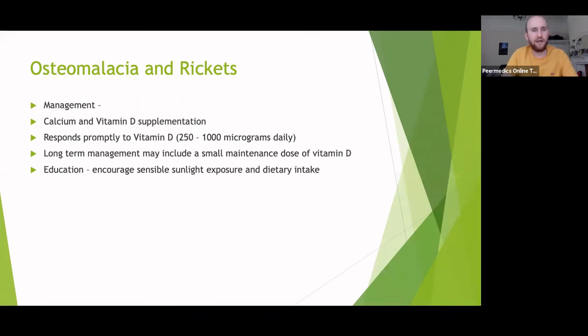So management, calcium and vitamin D, you're going to replace that, and apparently it shows a really quick and good clinical response. And you're going to just maintain that. If someone has got this because they live a sedentary lifestyle, they're staying indoors, you're going to try and encourage them to get outside. You're going to try and encourage them to eat more fish, milk, dietary intake as well.